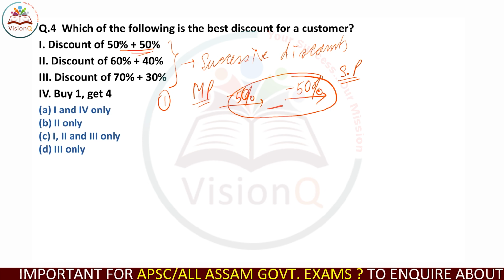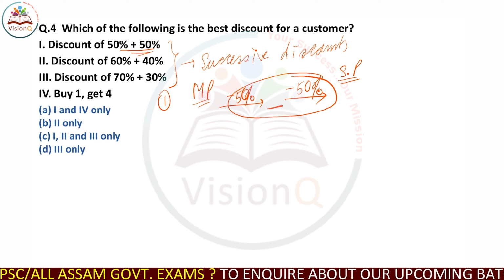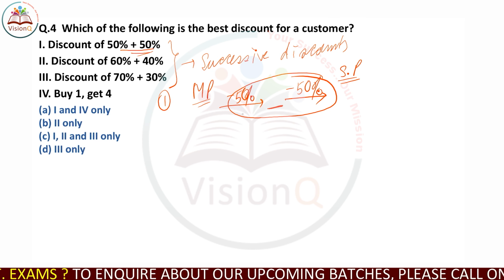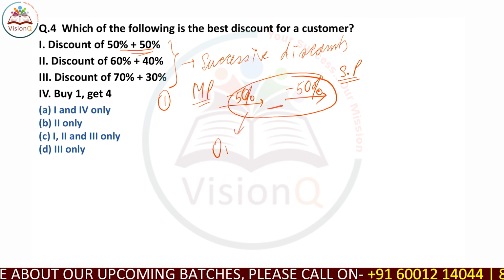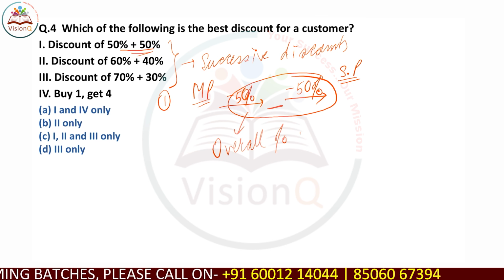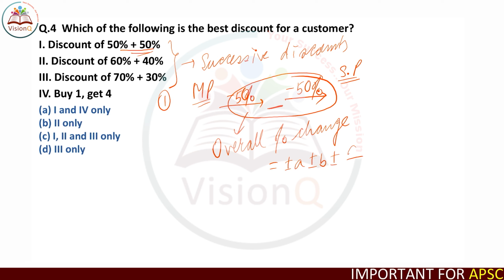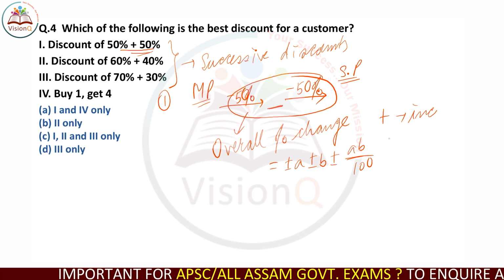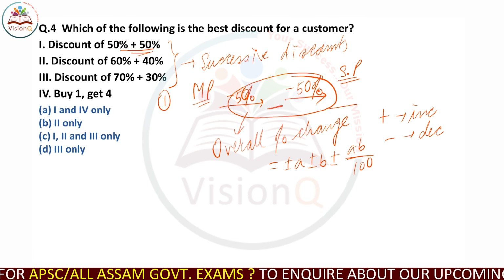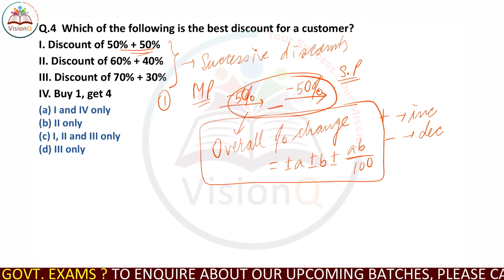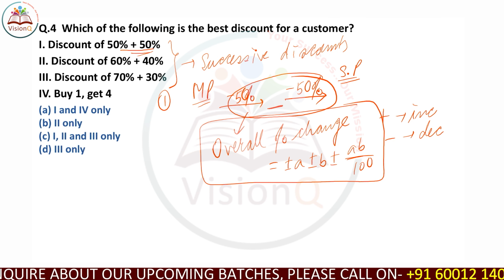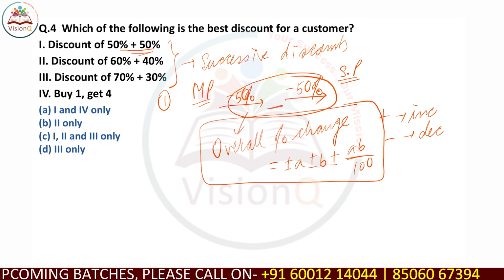Now to find the overall percentage change from two changes, a very important formula is applicable. Change can be an increase, and change can also be a decrease. The formula is: plus minus A plus minus B plus minus A into B by 100. Plus is used in case of increase and minus in case of decrease. This formula is very important for such questions. To find the overall percentage change, the formula is plus minus A plus minus B plus minus A into B by 100.